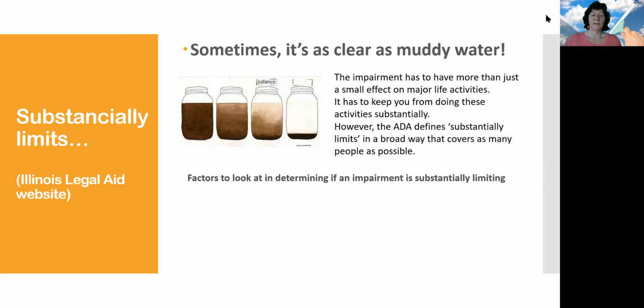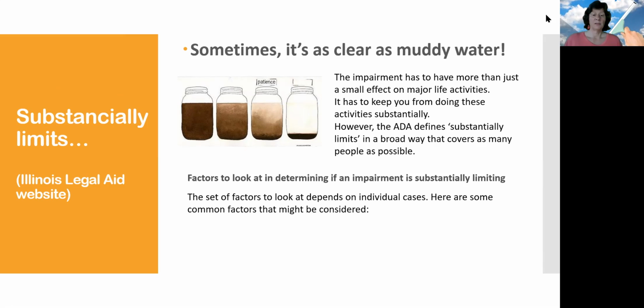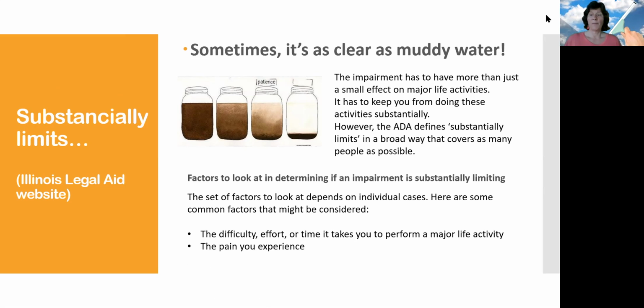Factors to look at in determining if an impairment is substantially limiting. The set of factors to look at depends on individual cases. Here are some common factors that might be considered. The difficulty, effort, or time it takes you to perform a major life activity. The pain you experience. The way the impairment affects how a major bodily function operates.